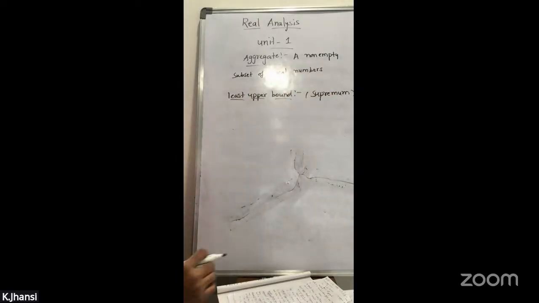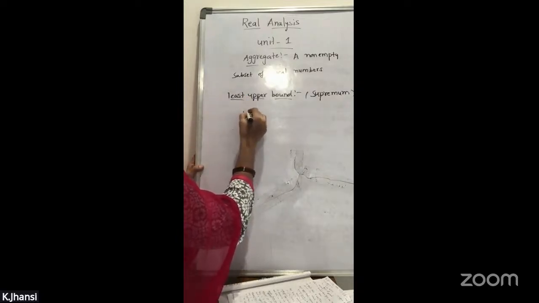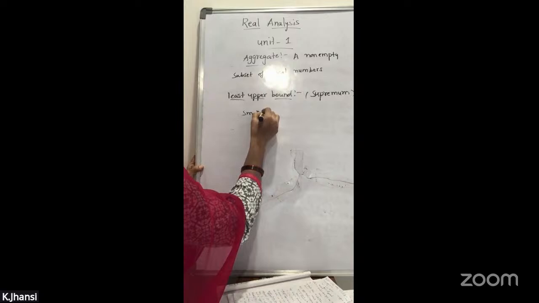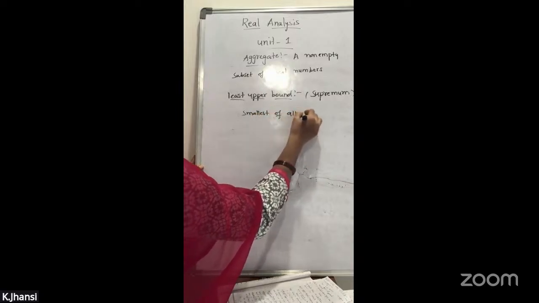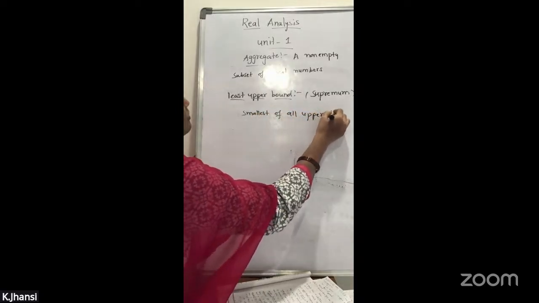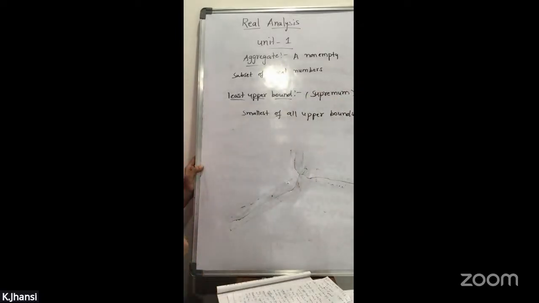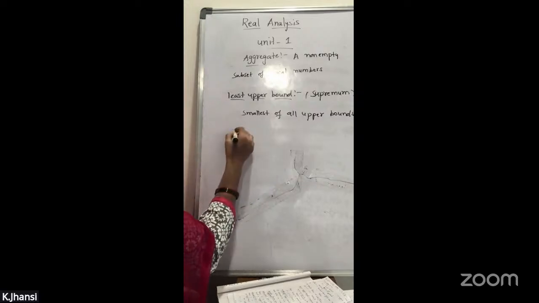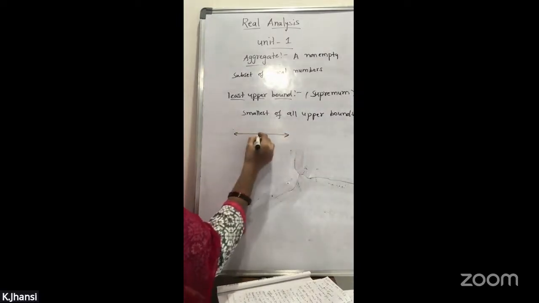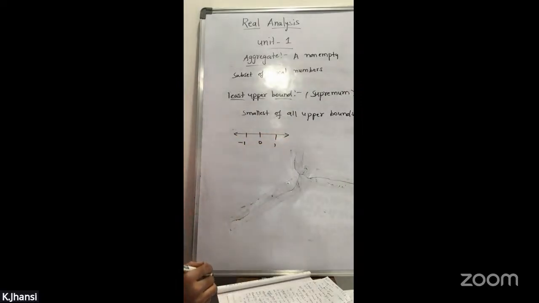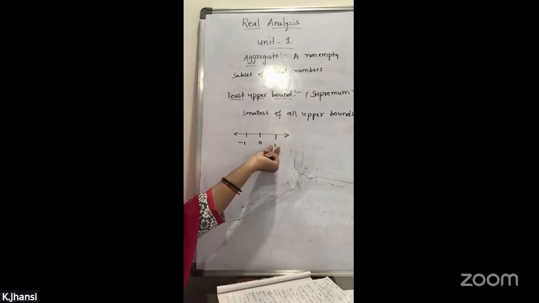Okay. You can write in shortcut: the smallest of all upper bounds. We consider it the least upper bound and it is called the supremum. You can take an example here. On the number line, if we have 0 here, -1 here, and +1 here. So this is the upper bound, the highest value is this one.